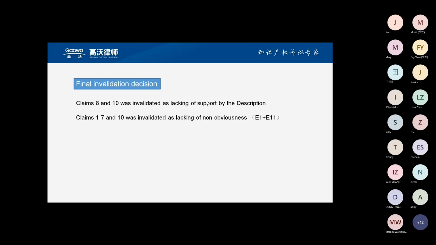I think it's a very strong reason to invalidate claims 8 and 10, because the department, the panelists, don't need to use evidence to challenge claims 8 and 10. So I think it's also easy for them to invalidate the dependent claims. Finally, the panel also invalidated the other claims, 1 to 7 and 10, as lacking non-obviousness by adopting my combination of evidence 1 plus evidence 11.